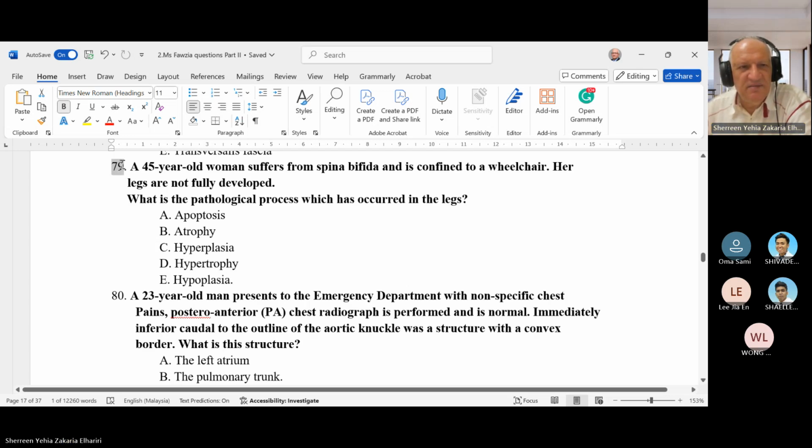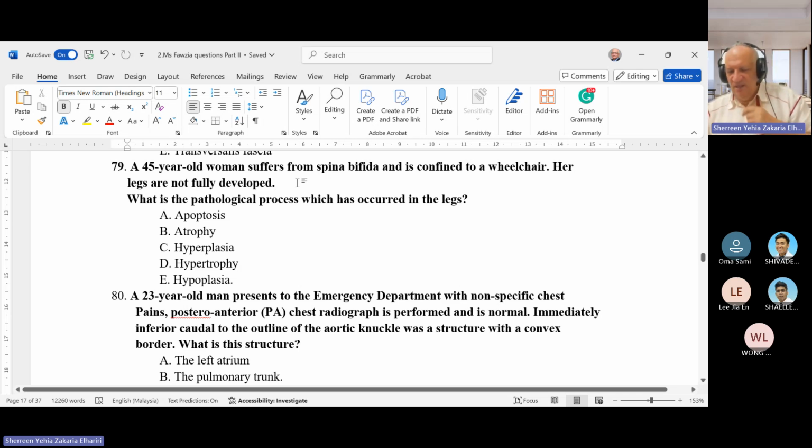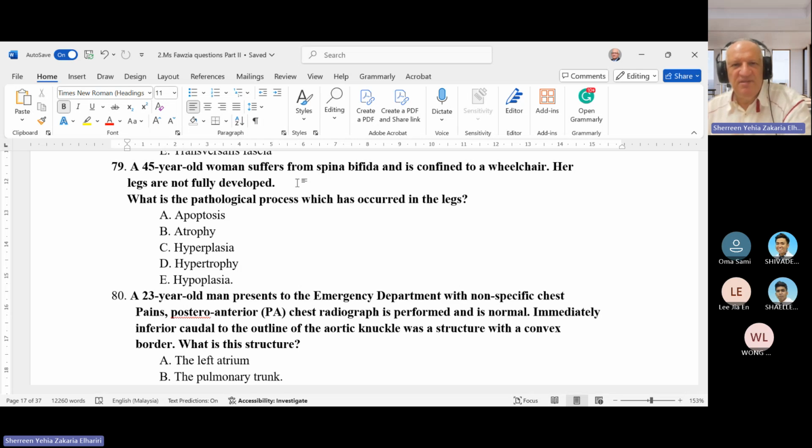69. A 45-year-old woman suffers from spina bifida, confined to a wheelchair. Her leg is not fully developed. So she has spina bifida, maybe meningomyelocele because it can have paralysis. So the pathology is okay. What do we call this pathology?